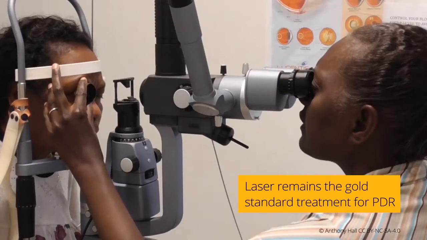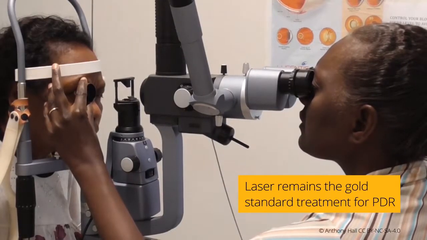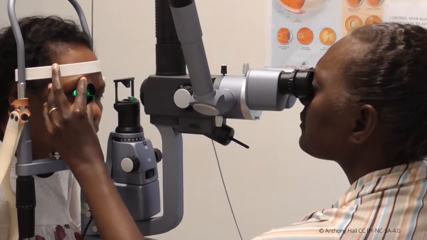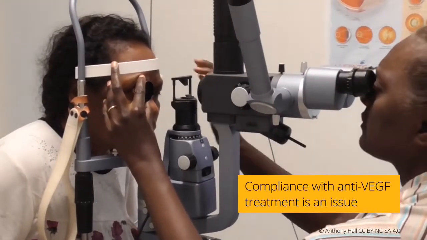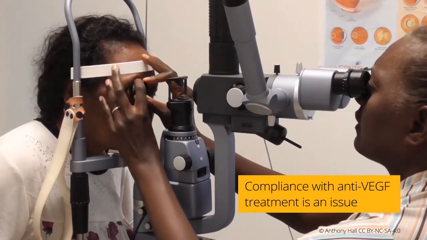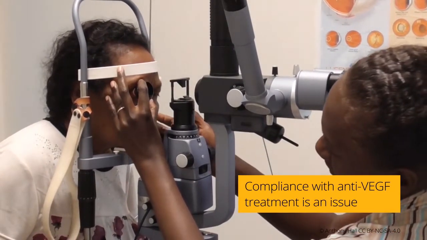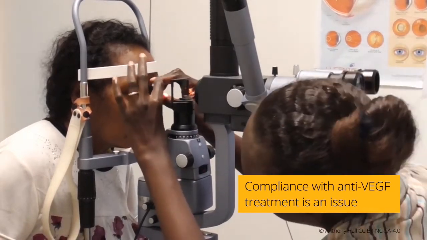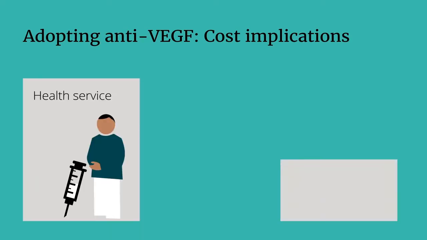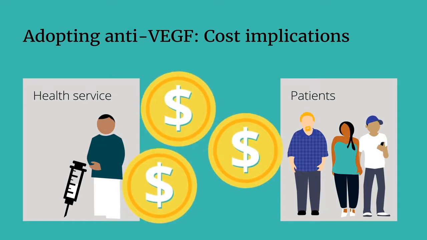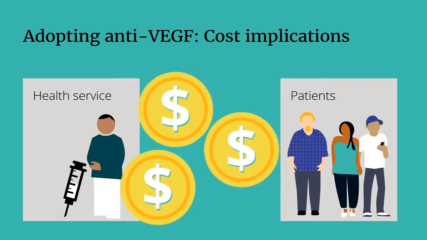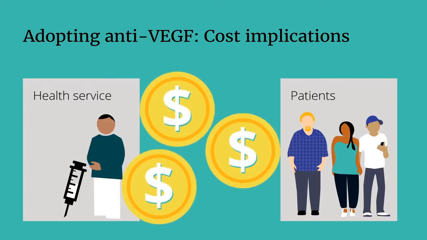Laser remains the gold standard for treatment for proliferative diabetic retinopathy. This is because PRP offers a permanent cure in 1 or 2 treatments, whereas anti-VEGF injections are ongoing. Even in high-income countries, compliance with anti-VEGF injections is an issue. Patients may have 1 or 2 injections and then not return until they have suffered irreversible vision loss because the proliferative disease has progressed. There are considerable cost implications for health services and patients in adopting anti-VEGF. Patients need 10 to 14 injections over 2 years. The risk of endophthalmitis from injections is another very important consideration.